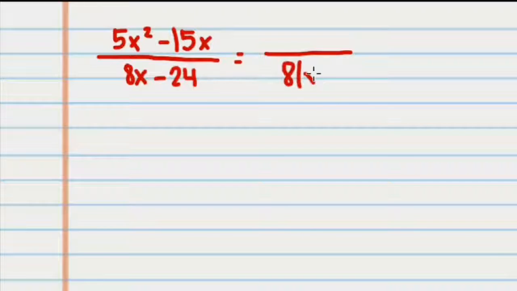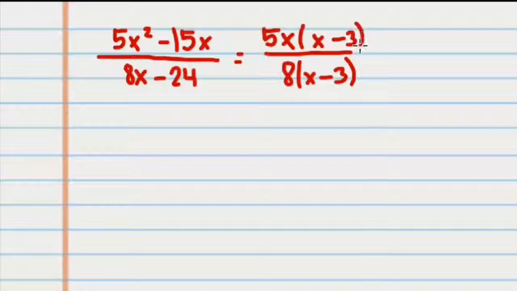In the numerator, we can take out a 5x. 5x squared divided by 5x is x. Negative 15 divided by 5x is negative 3. So we could cancel the common term, x minus 3. So the final answer is 5x divided by 8.